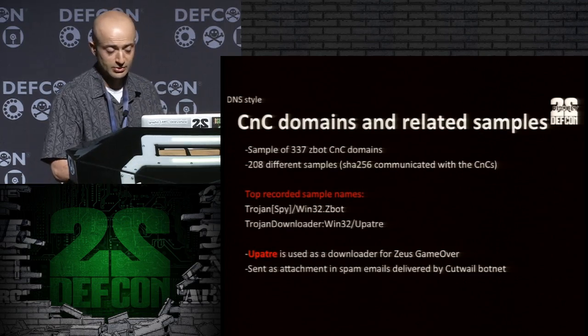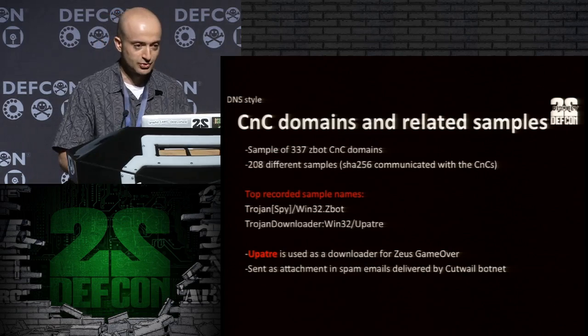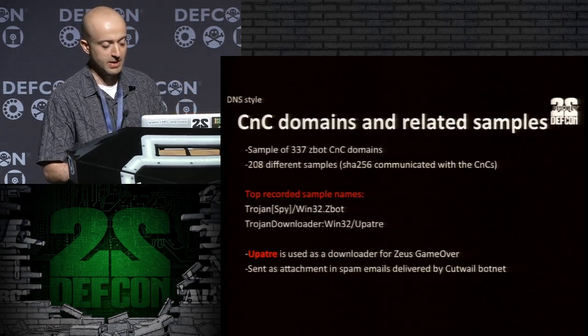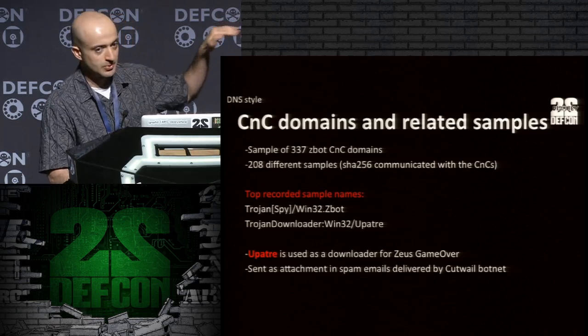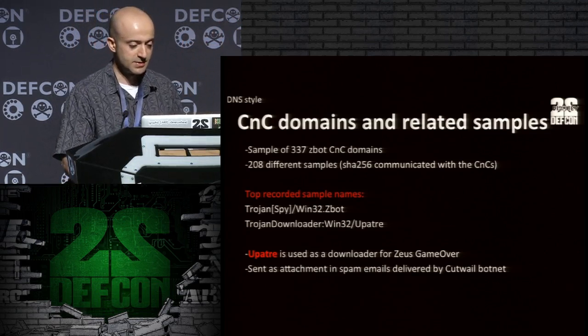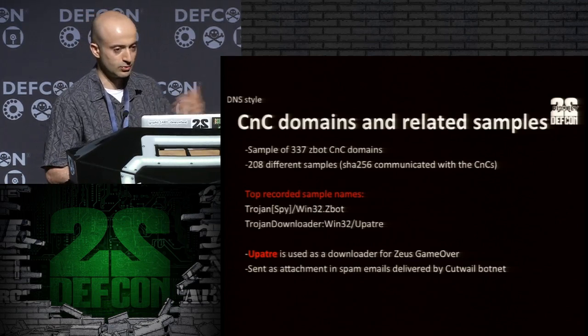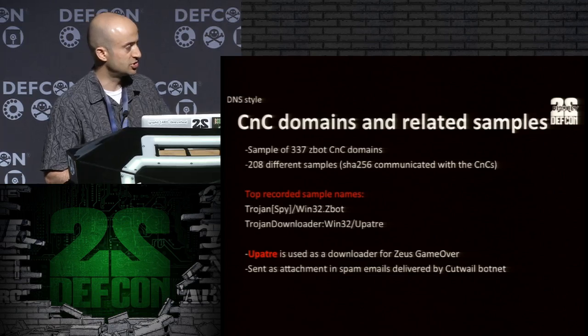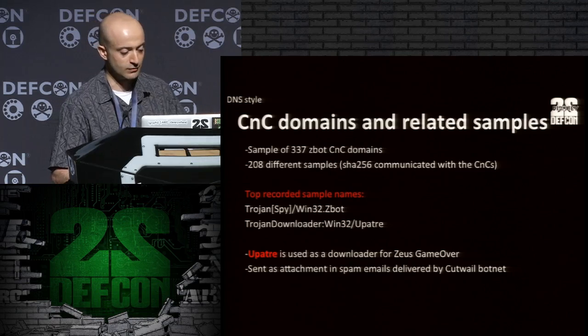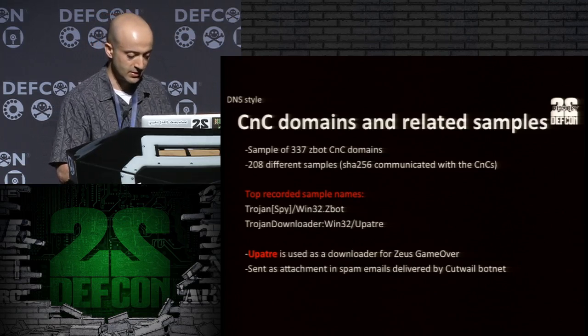Now finally, what we did with these fastflex domains, we tried to see what kind of malware is phoning back to them. And we saw with no surprise ZBot is the top of the list, and then also Upatry. Upatry is a first stage downloader that will bring down extra maliciousness on your machine. And in this case, it's been involved with Zeus Game Over, a very virulent variant of Zeus.